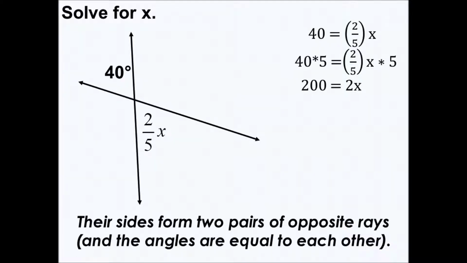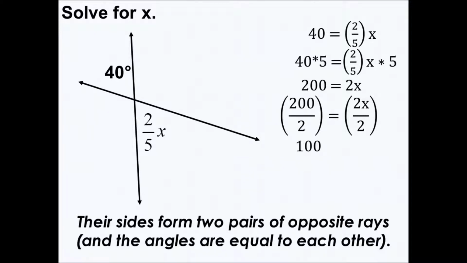Next, we're going to divide both sides by 2. 200 divided by 2 is equal to 2x divided by 2. 200 divided by 2 equals 100. 2x divided by 2 equals x. Thus, x equals 100.